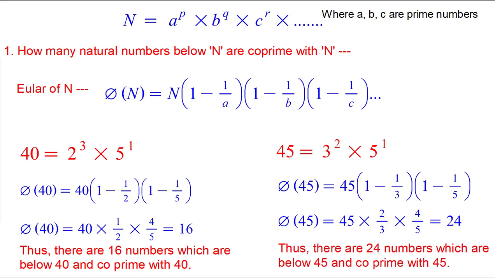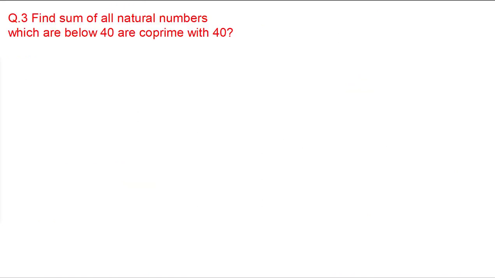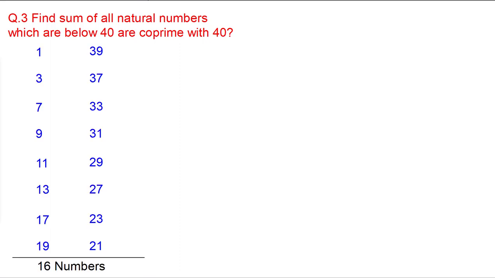Okay everyone, now let's have a look at the next concept. The next question is: find the sum of all the natural numbers which are below 40 and coprime with 40. Now a few slides ago we saw how many numbers are there which are below 40 and coprime with 40. So these are the 16 numbers which are below 40 and coprime with 40.